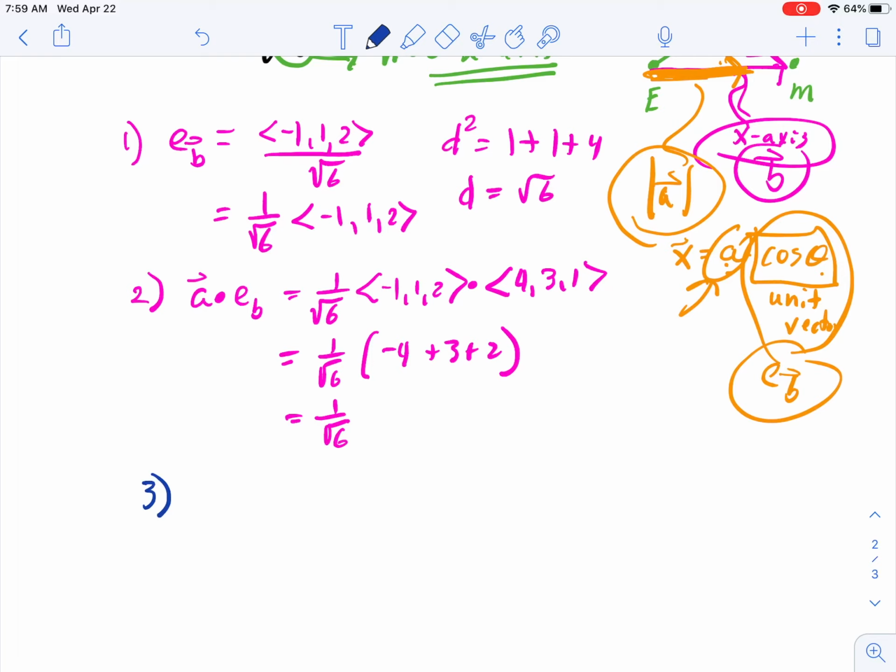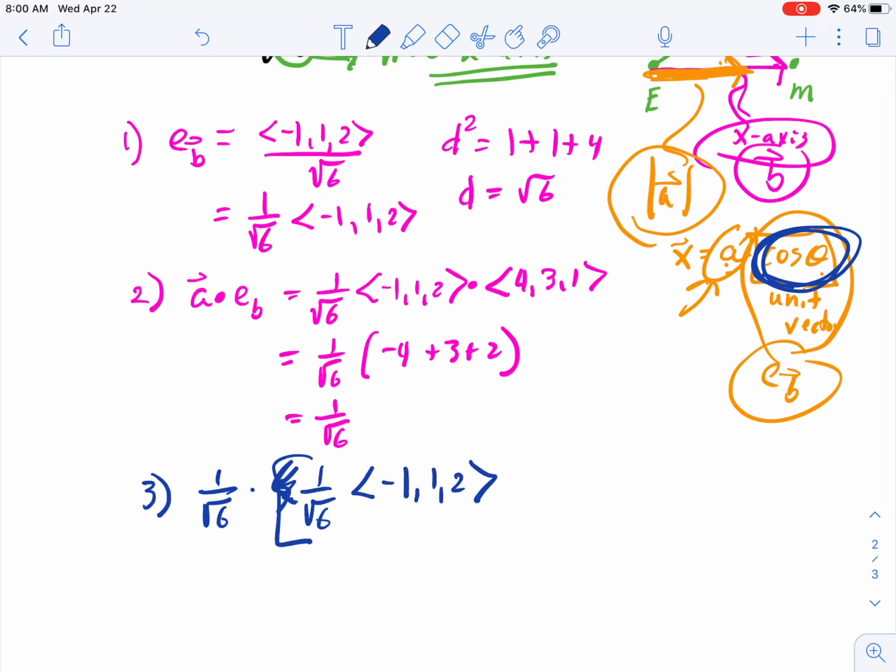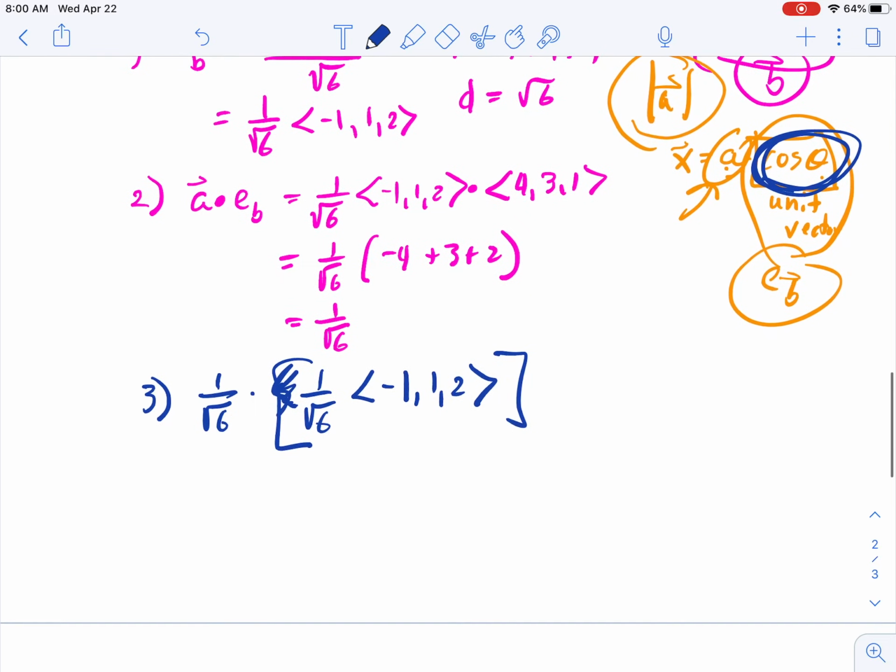So, in other words, I'm back here for step 3. So I have my magnitude, 1 over root 6, and I said think of, now this is your unit vector. My unit vector for B is, I get another 1 over root 6, and -1, 1, 2. So simplifying this, my new x component of A, which is now on B here, is 1/6 times -1, 1, 2. And that would be A parallel.